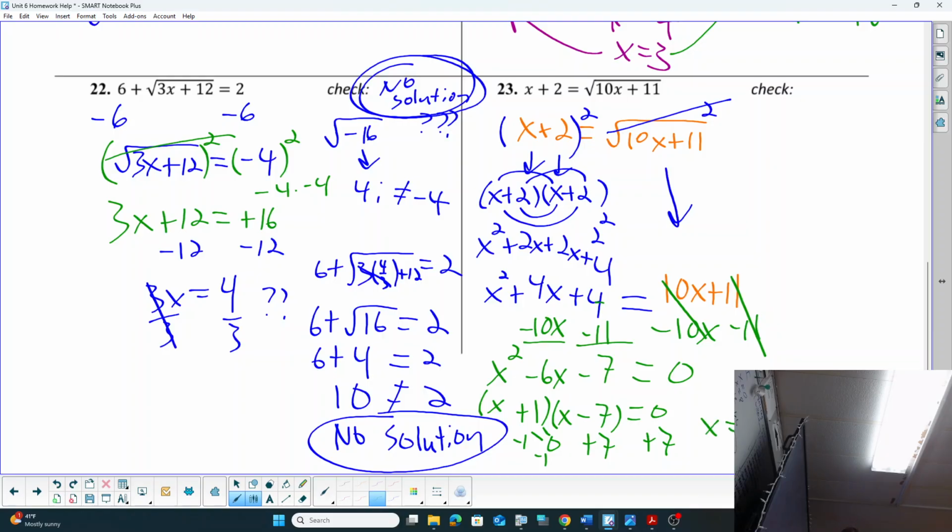Uh-oh, do they both work? Or does only one work? Good question. Why aren't you circling it, Newbold? Yeah, because we didn't know. We got to check. You got to check yourself before you get it wrong.